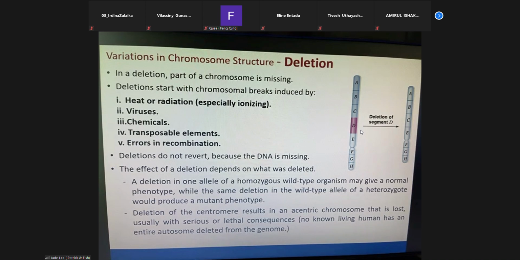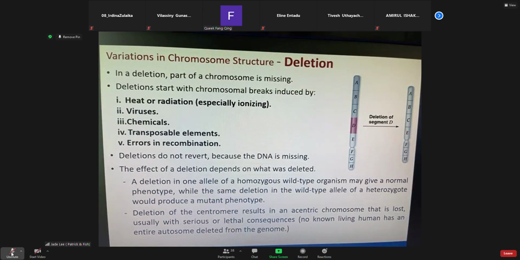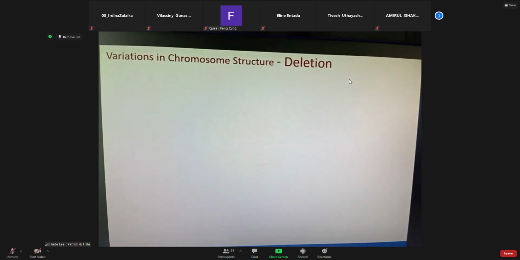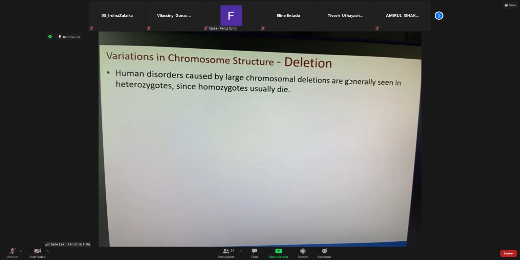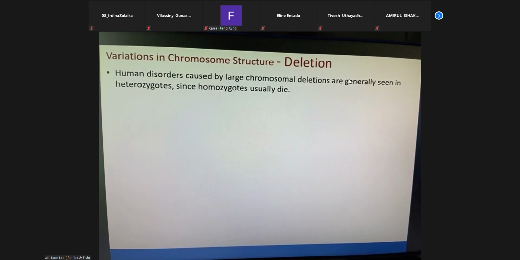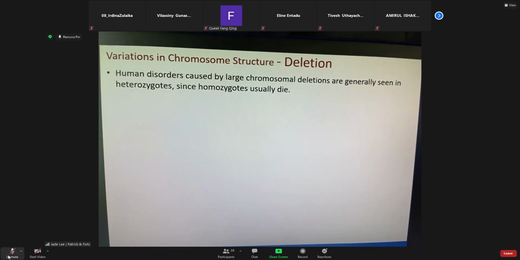Okay? Can you understand this? Yes, Doctor. Okay. So human disorders caused by large chromosomal deletions are generally seen in heterozygous, not homozygous, usually. Because if both are homozygous, if A and A are both deleted, it means there is no A function anymore, right? Yes, Doctor. If both are deleted, then there is no function. So it usually results in lethality or death.